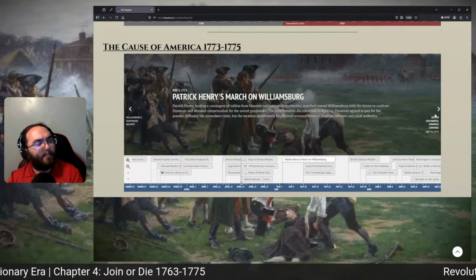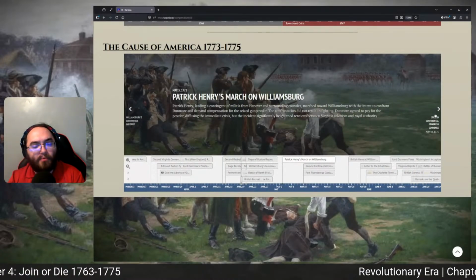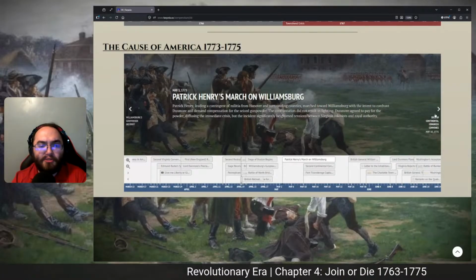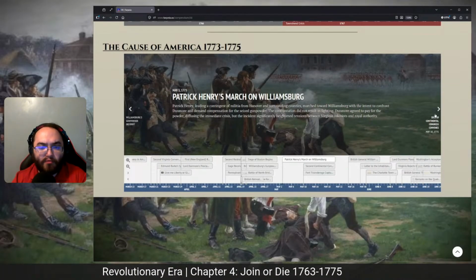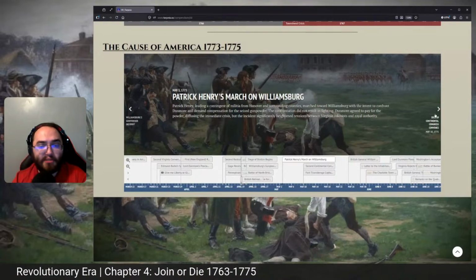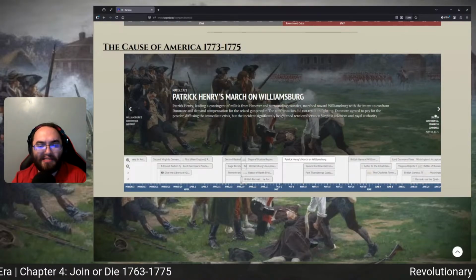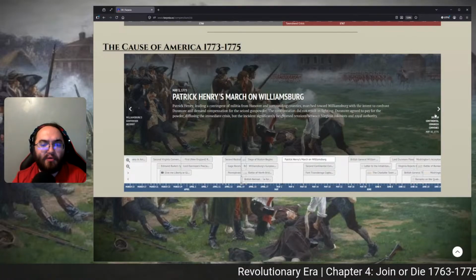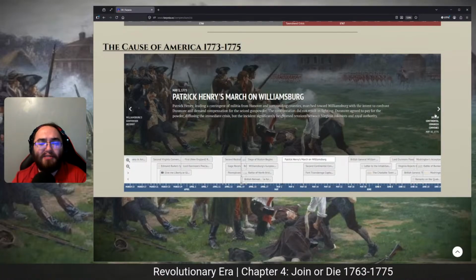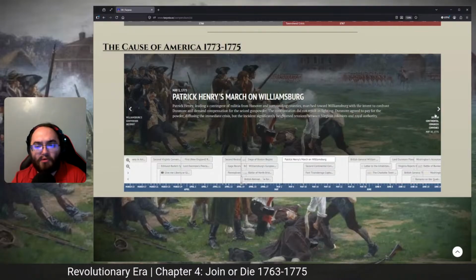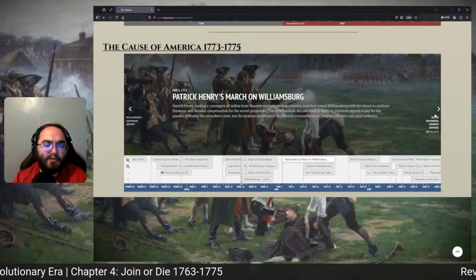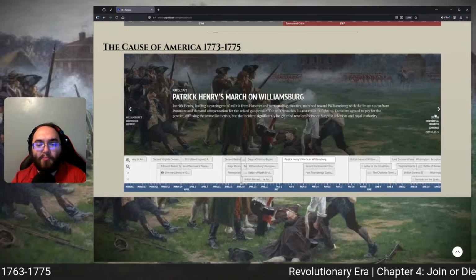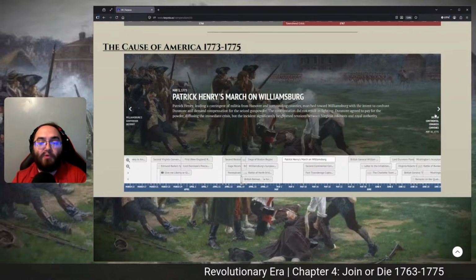Patrick Henry marches on Williamsburg. Patrick Henry, leading a contingent of militiamen from Hanover and surrounding counties, marched toward Williamsburg with the intent to confront Dunmore and demand compensation for the seized gunpowder. The confrontation did not result in fighting. Dunmore agreed to pay for the powder, diffusing the immediate crisis, but the incident significantly heightened tensions between Virginia colonists and royal authority.